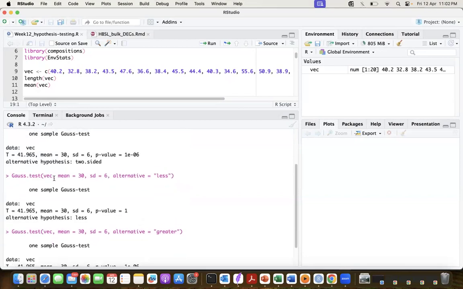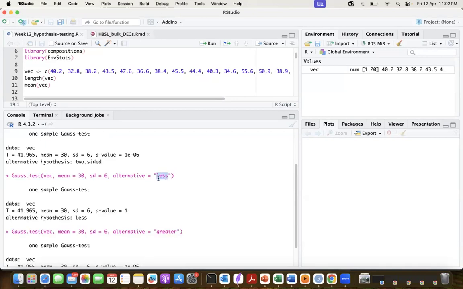In the second case, again, the null hypothesis is that it's equal to 30, but the alternate is that the value is actually less than 30. Now you see here the p-value is very high. It's the highest that's possible. So you cannot reject the null hypothesis. You cannot accept the alternate now, right? So it's 30 or greater. Lesser is not possible.